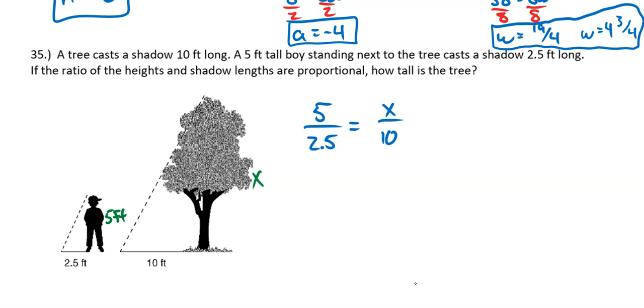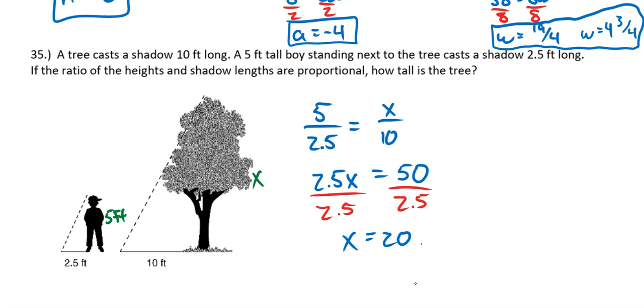And now I can cross multiply. Again, x times 2.5 is 2.5x. 5 times 10 is 50, and I set those equal to one another. Okay, and so now I just solve what's left. I'm going to divide each side here. So we get x equals 20. And again, that's the height of the tree, so it's 20 feet. But again, the key here is making sure you set up each fraction in the same structure.